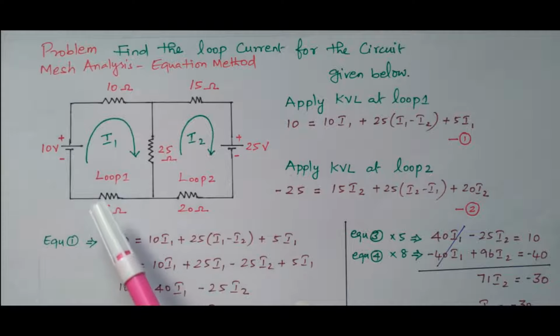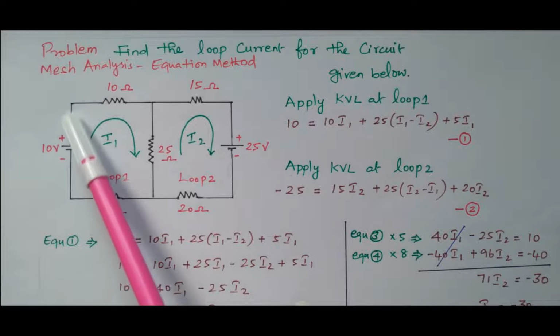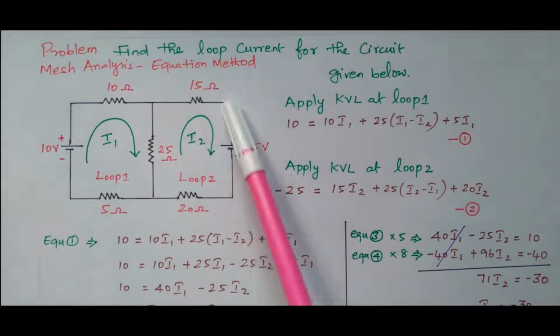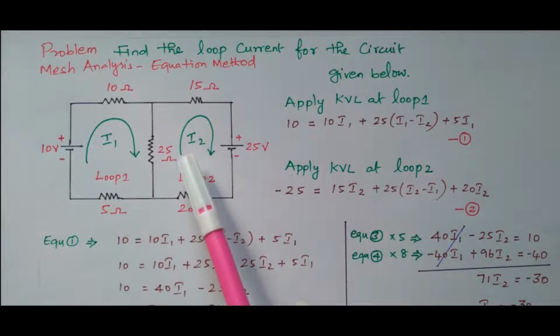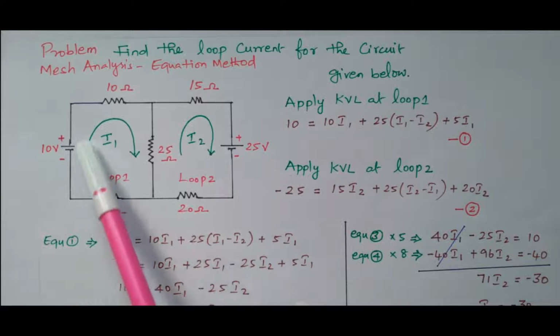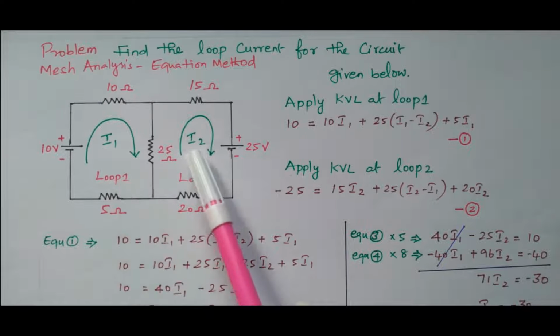So we framed 2 loops. This is loop 1 and this is loop 2. Current flowing through loop 1 is I1. Current flowing through loop 2 is I2. Both are in the same direction. Our aim is to find the value of I1 and I2.